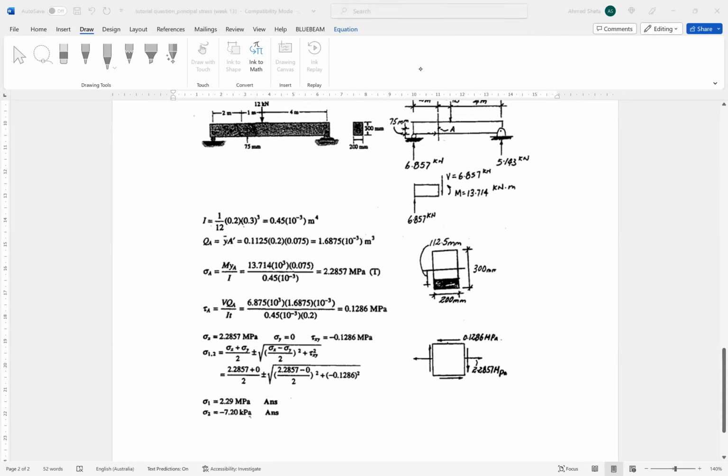I have closed this file. Anyway, the answers are correct and we have got the answer correctly. And this is the answer. I think it will be available on the online website.